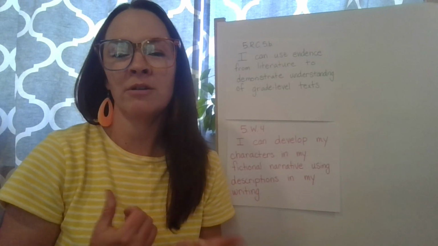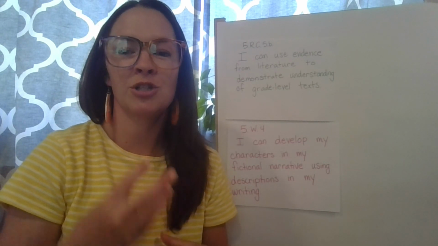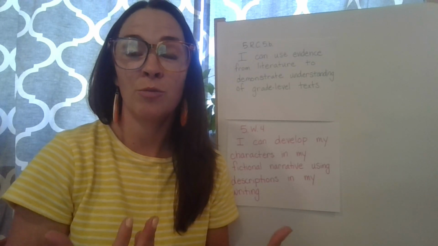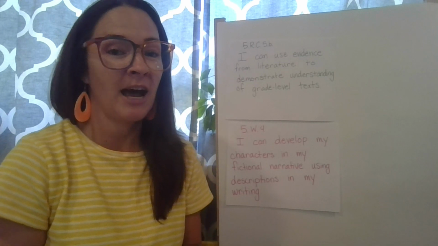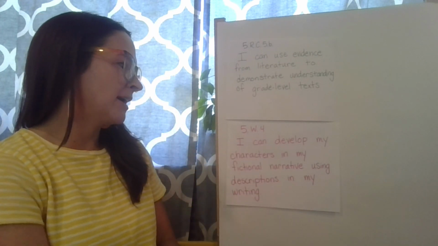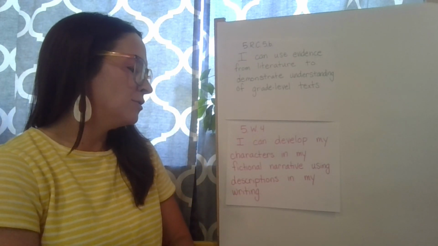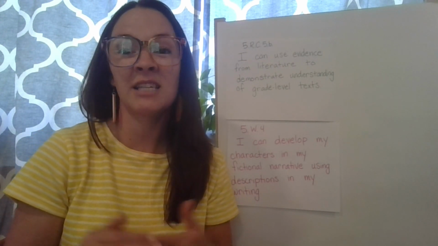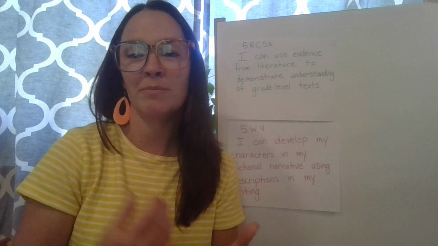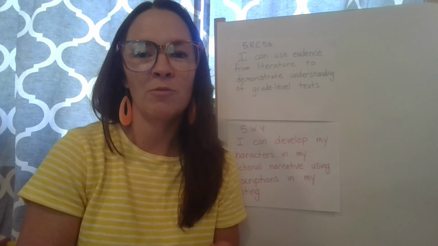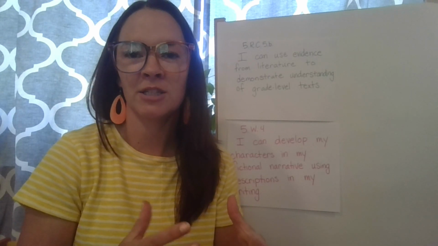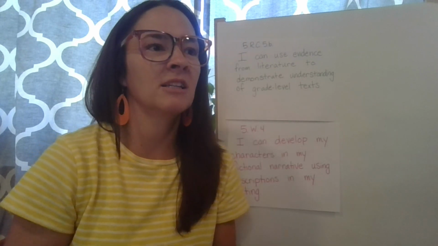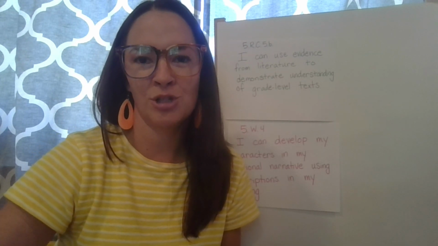So we're going to be pulling out evidence from chapter 1 to show that we understand how the author developed those characters and what kind of character traits those characters have. Next, I can develop my characters in my fictional narrative using descriptions in my writing. So we will be analyzing those descriptions and using character trait mapping. We'll be using some tools so that we can show our readers the descriptions of our characters. Let's start with analyzing Ryan from chapter 1.